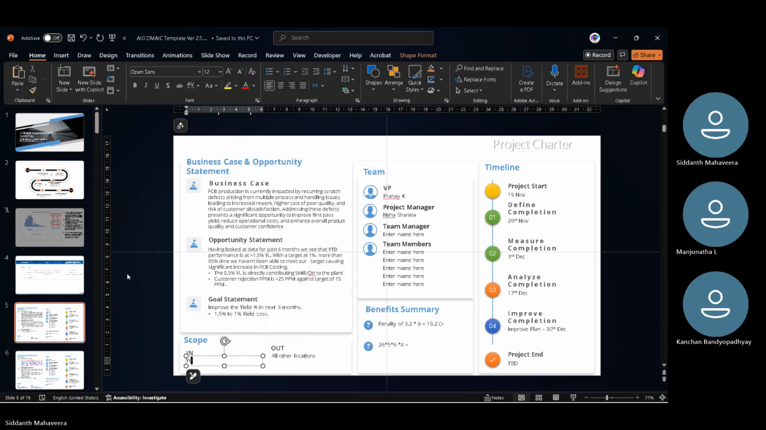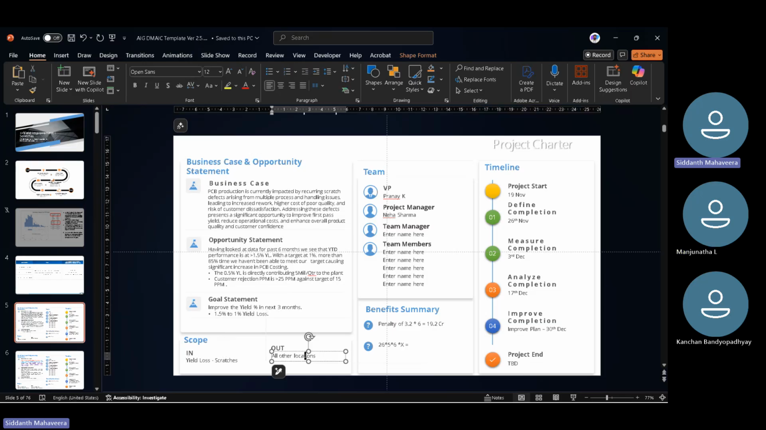Yield loss scratches. Out of scope is all other defects.